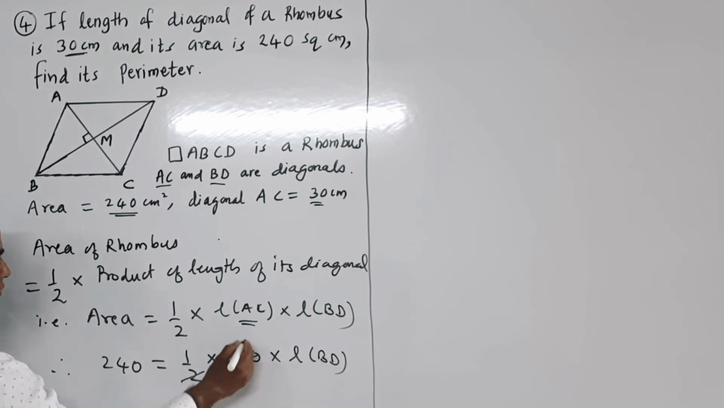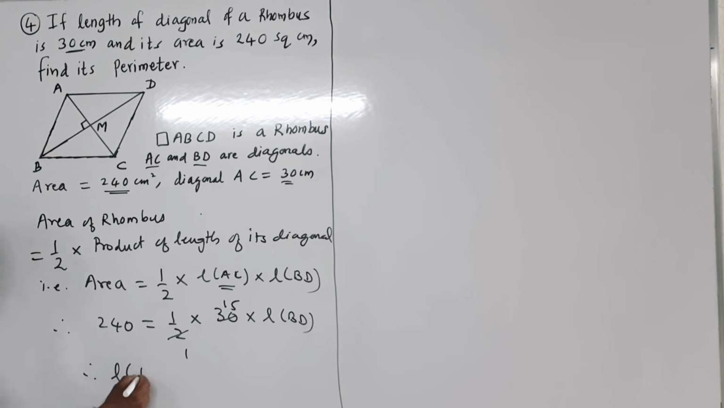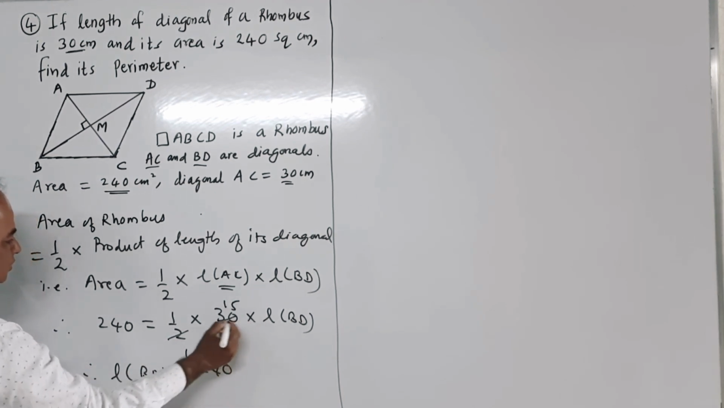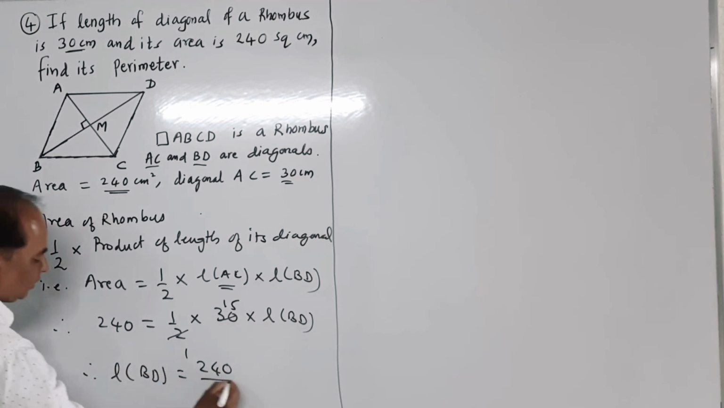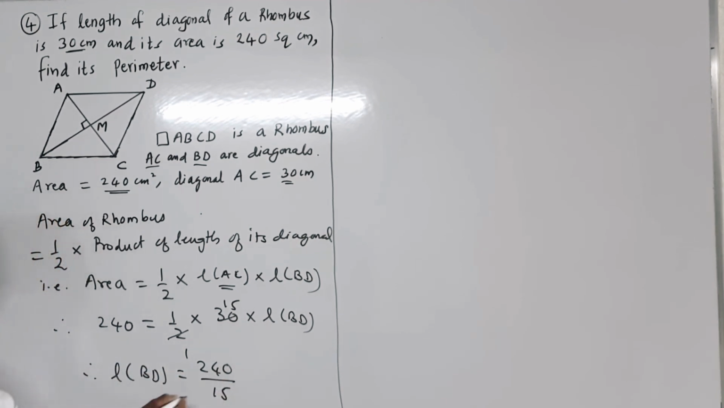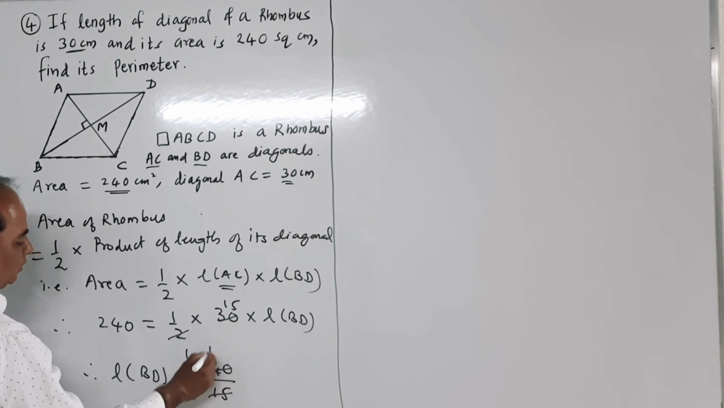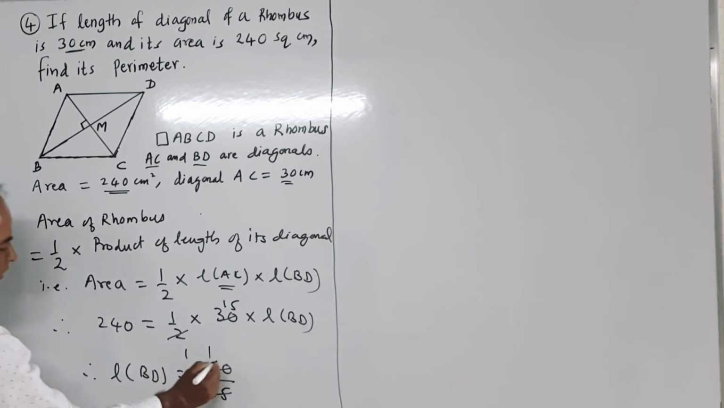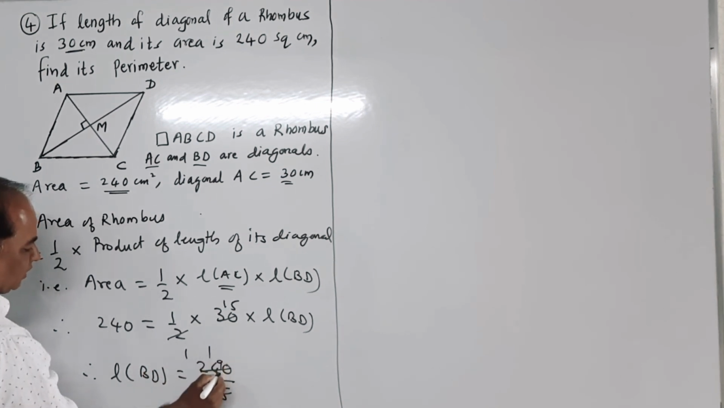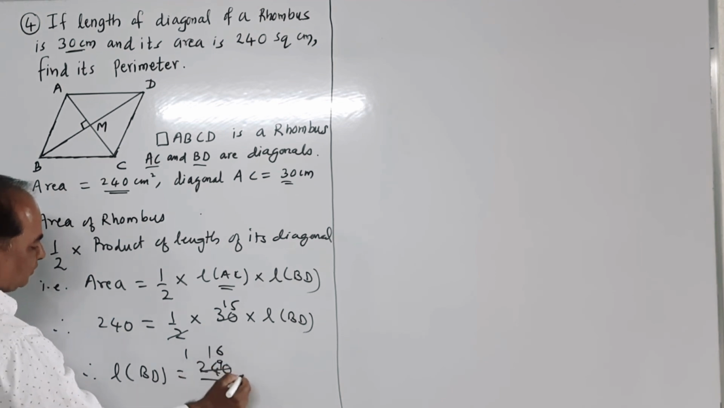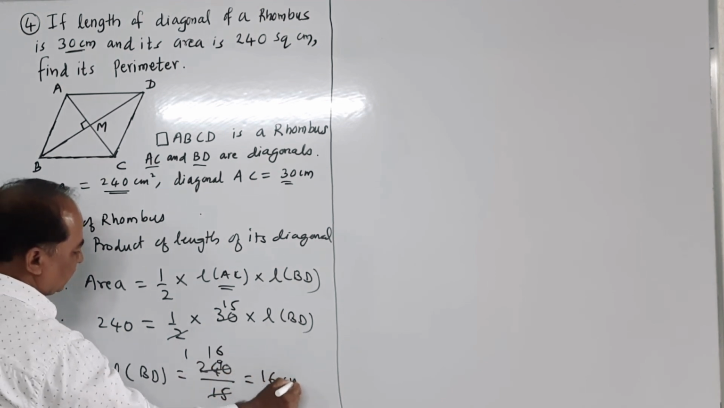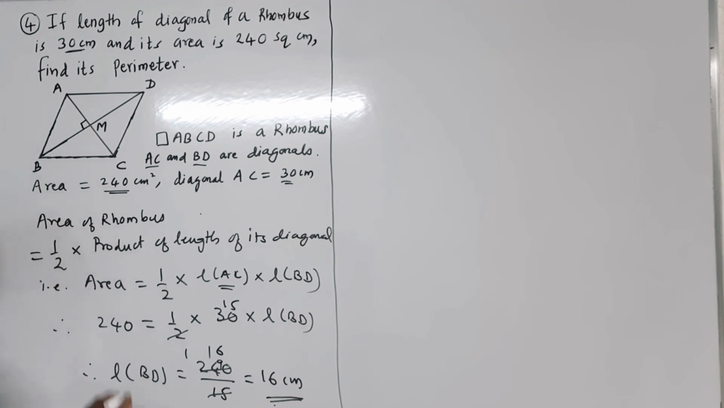Here 2 ones are 2, 2 15s are 30. Therefore, length of diagonal BD is equal to 240 divided by 15. 240 divided by 15: 15 ones are 15, 24 minus 15 is 9, bring down 0, 90. 15 6s are 90, which is equal to 16 centimeters. So length of diagonal BD is equal to 16 centimeter.